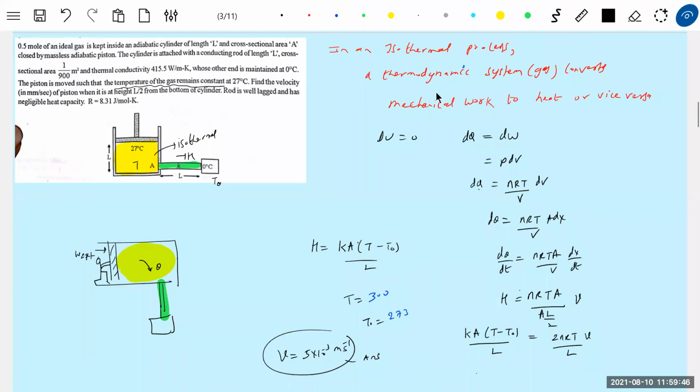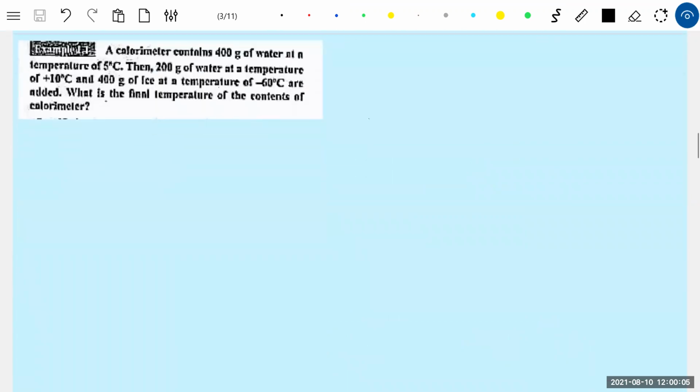I think it matters here. 300 here, 27, here 300 will come. 27 by 300 it will be there. Check it. Let's move to the next one. Are you able to read this?